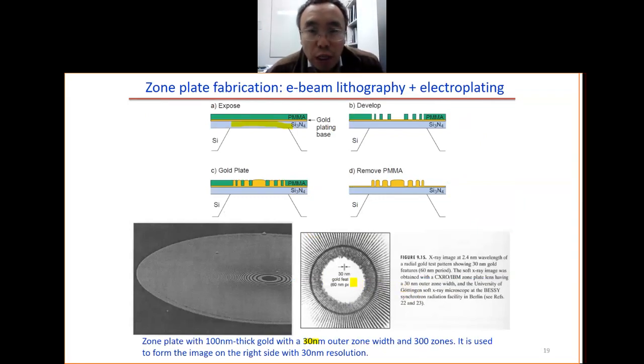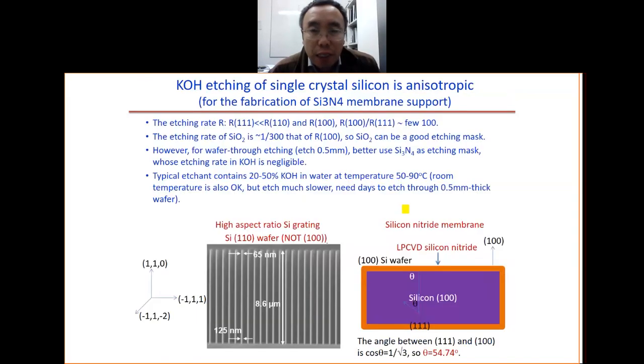So how to make the silicon nitride membrane? We have seen this before. This is the process to make the silicon nitride membrane. We make it by wet chemical etching using KOH. This is a very useful method to make very thin membranes.